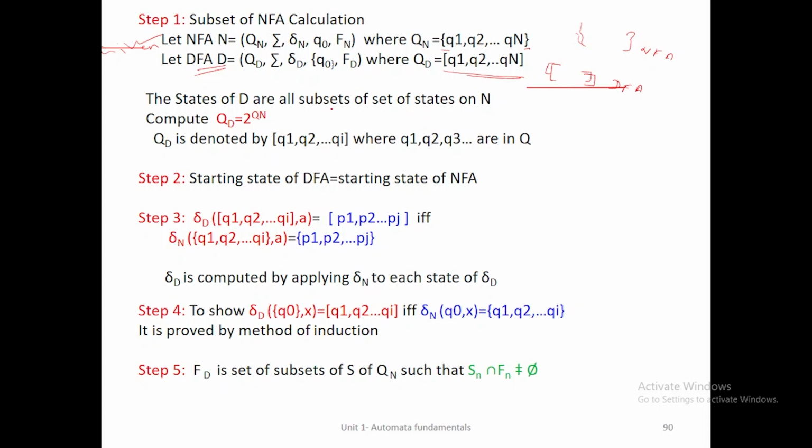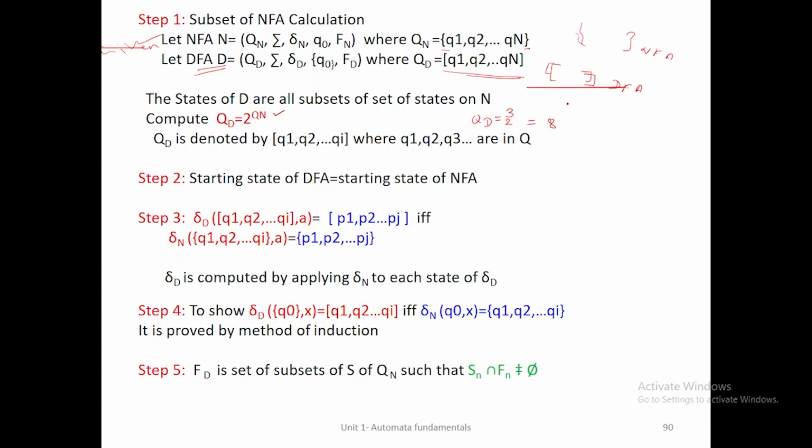So how can we calculate it? This is the given number of states of the NFA. Qn means the NFA set of states, so 2 power Qn possible values are available in QD. QD means DFA states. For example, if an NFA contains 3 states, the possible sets of states are 2 power 3, which means 8 possible values.